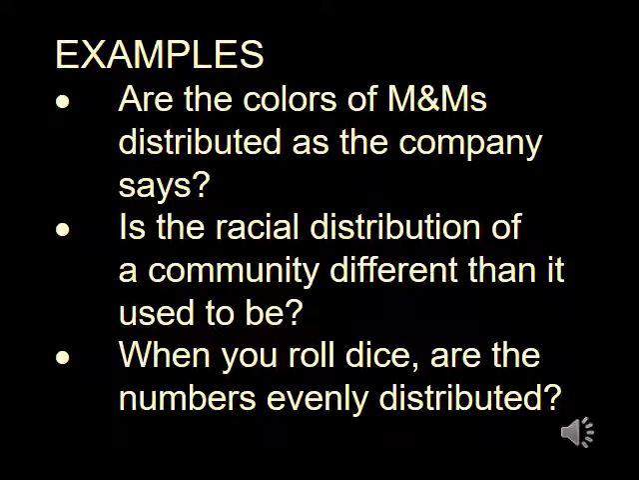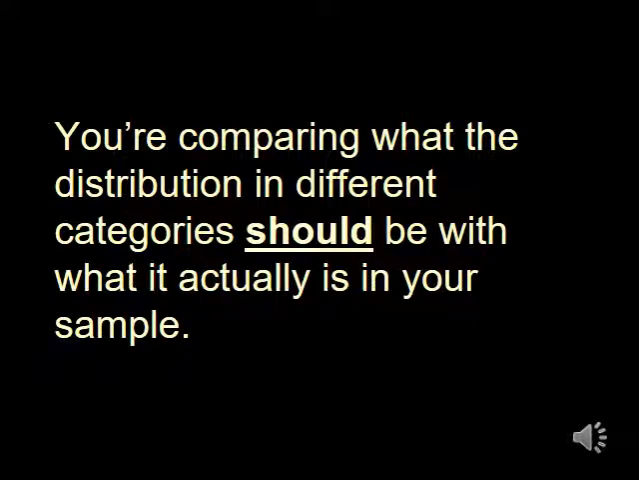Is the racial distribution in a community different than it used to be? There's actually a problem in your book that is precisely that question. If you roll dice, are the numbers evenly distributed? I had someone who literally did that for their project one year. They wanted to find out whether their dice were fair, and it turned out, yeah, they were. So what you're doing in each of these is you're looking at what should happen, and you look at what actually is in your sample, and you want to see, is this sample different from the way it's supposed to be?